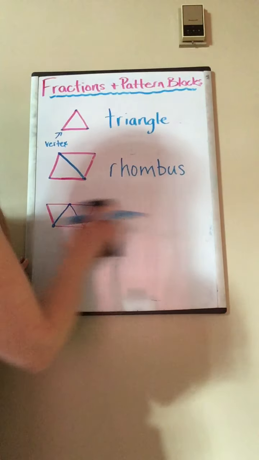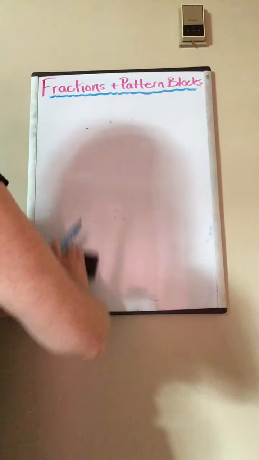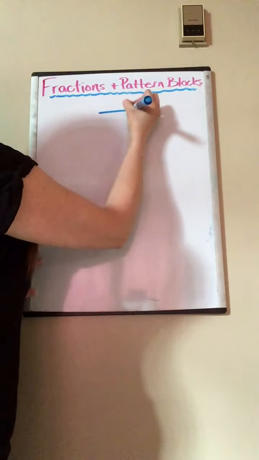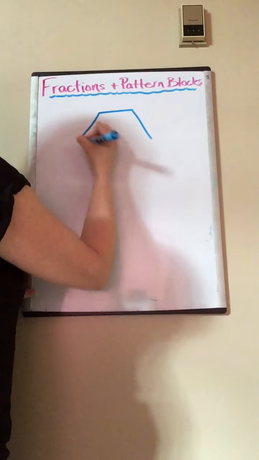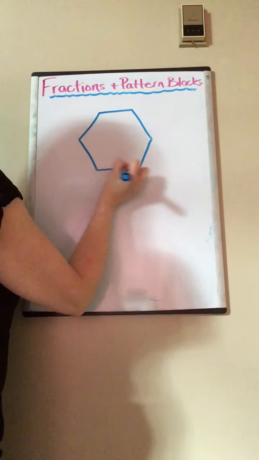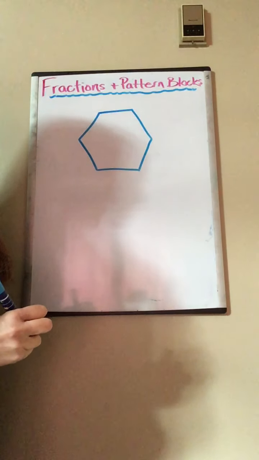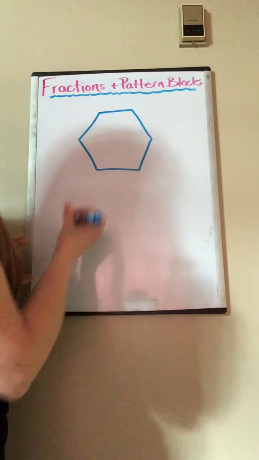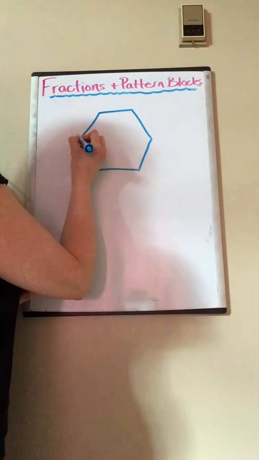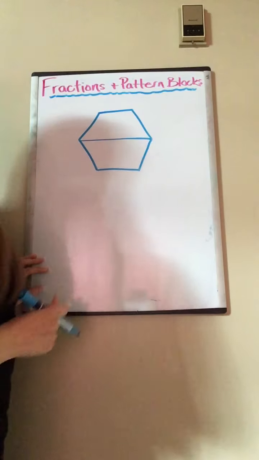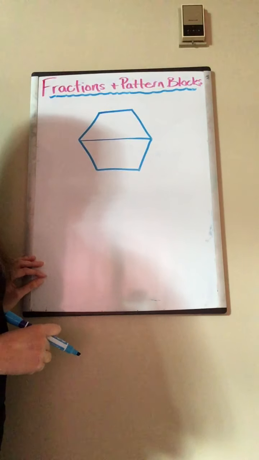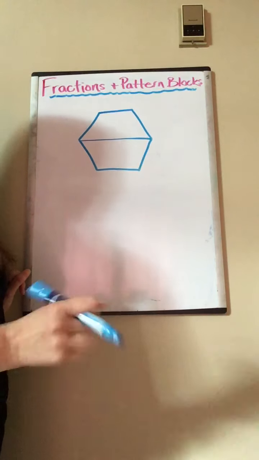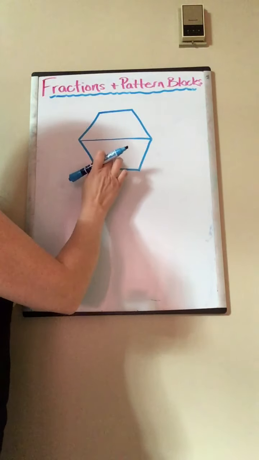I'm going to erase this now that we know our different shapes. All right, let's take a look at a hexagon again. I'm going to draw a nice big one. How many sides in a hexagon? That's right, there's 6. Now, if I want to find the fraction of a hexagon, and I draw a line right through the middle, what 2 shapes did I create here? What is the name of this shape? If you said trapezoid, you're correct. There's a trapezoid here and a trapezoid here.